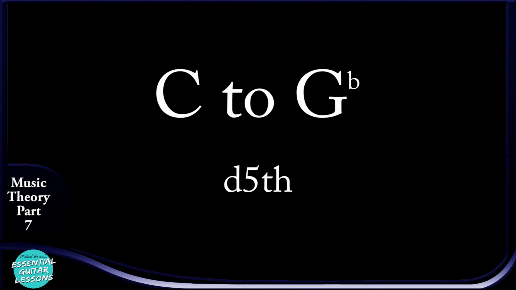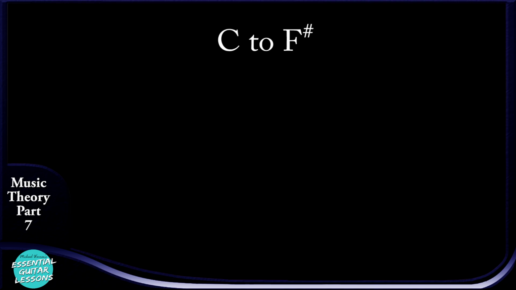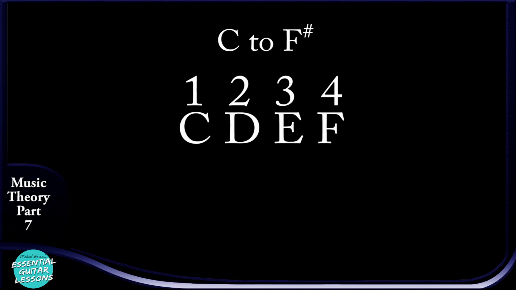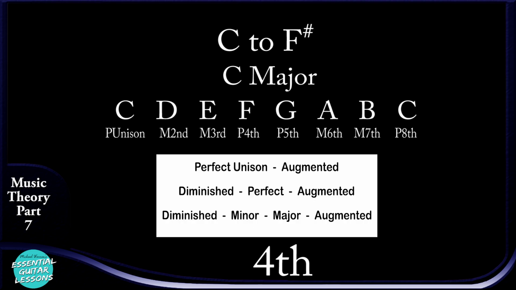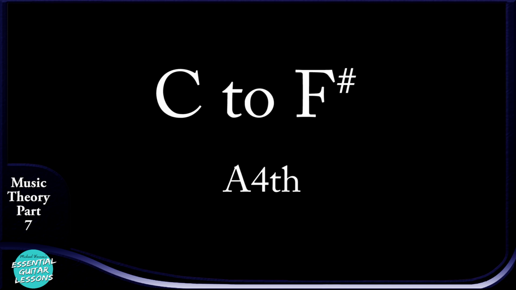Let's have a look at C to F sharp. So we do our count again, C, D, E, F. So it's going to be a fourth. C to F is a fourth. We bring up our C major scale because that's our starting note. Now when I look at my C major scale, I have F and not F sharp, and that would be a perfect fourth. And we look at our next chart, and that says, what do I do to a perfect when I raise it by a semitone? I make it augmented. So that would be an augmented fourth, C to F sharp.